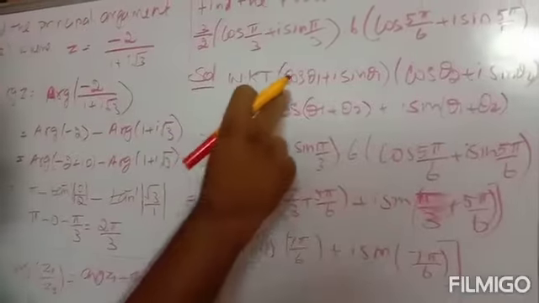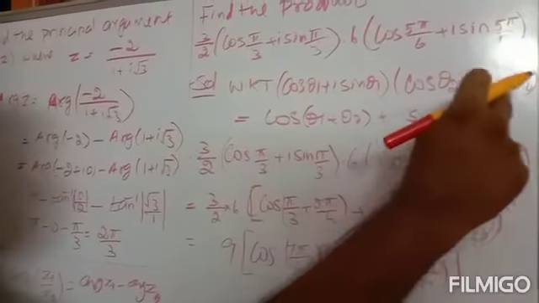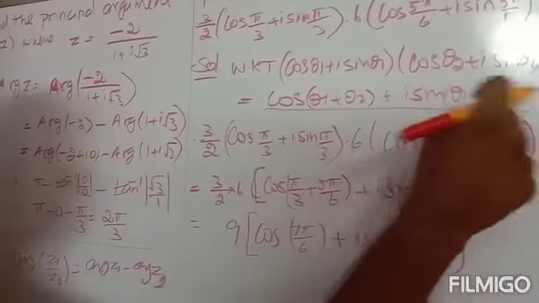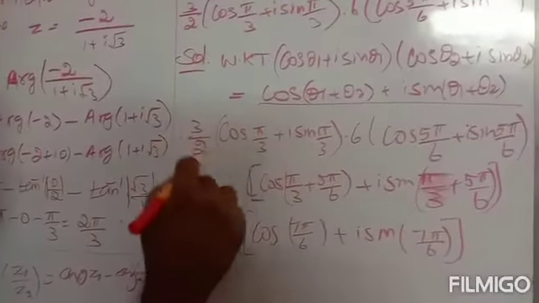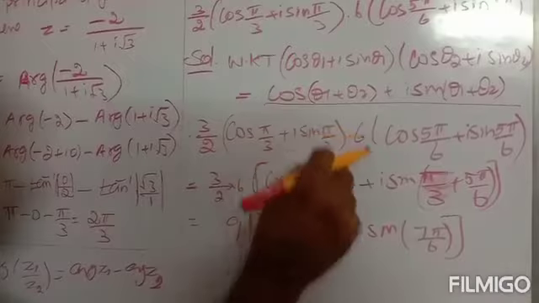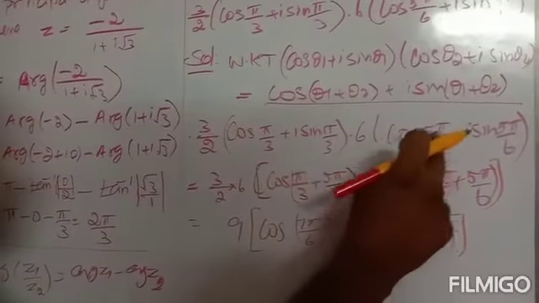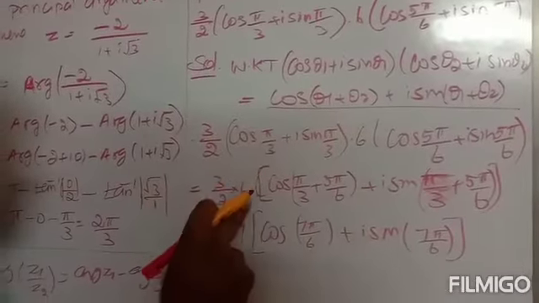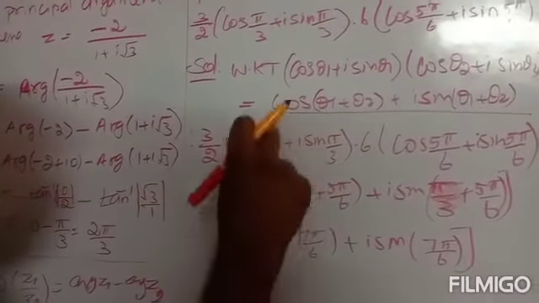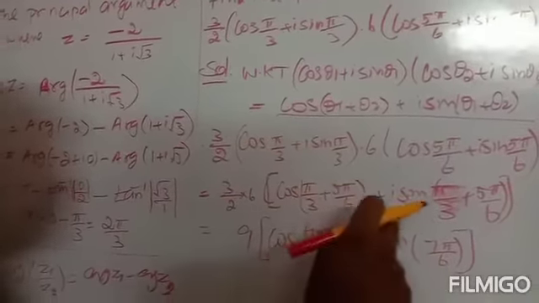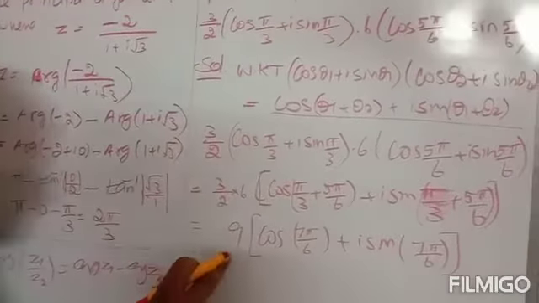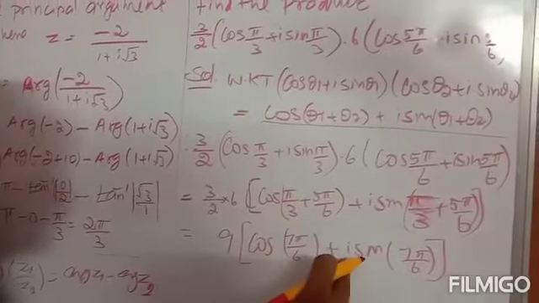That is already we know the formula: (cos θ1 + i sin θ1)(cos θ2 + i sin θ2) = cos(θ1 + θ2) + i sin(θ1 + θ2). Using this formula, (3/2)(cos π/3 + i sin π/3) × 6(cos π/6 + i sin π/6) is equal to (3/2)(6) into cos(π/3 + π/6) + i sin(π/3 + π/6), that is equal to 9(cos 7π/6 + i sin 7π/6). That's all.